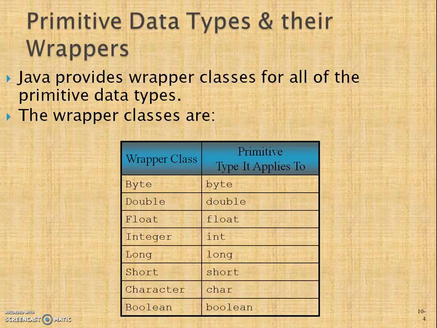We know that we have 8 primitive data types. So here we have a list of the wrapper classes and their corresponding primitive types. We have 8 primitive types as well as their corresponding 8 wrapper classes, which are Integer, Float, Double, Byte, Short, Character, Boolean, and Long.